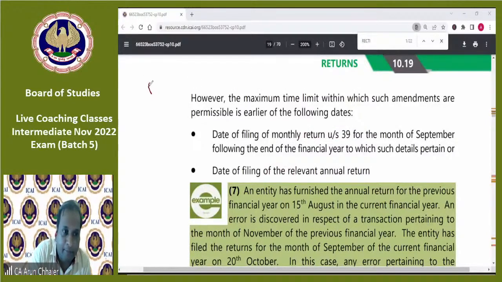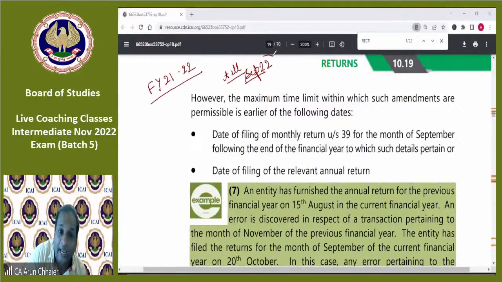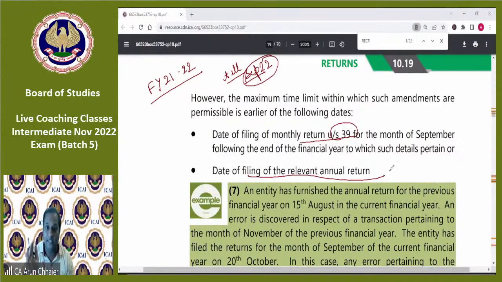Let's suppose, for example, I am talking about financial year 21-22. Sir, there is some information which is wrongly entered. I would like to correct it. I forgot to correct. What to do? I have the time limit till September after the end of the financial year, it means 22. I can do the correction in the filing of the return under section 39, that is GSTR 3B, or the annual return, whichever is earlier. That is the last cutoff date.